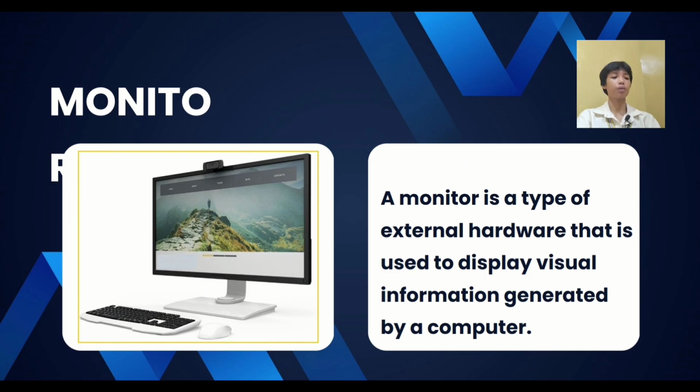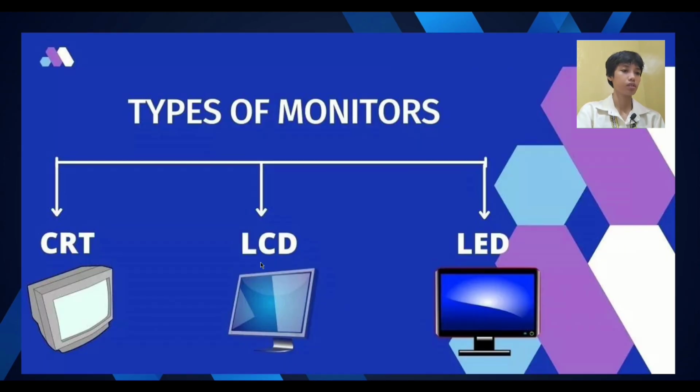First, we have the monitor. So it is already common. A monitor is a type of external hardware that is used to display visual information generated by a computer. I know that we already know this one. So we have here types of monitors. We have the CRT, the LCD, and LED.